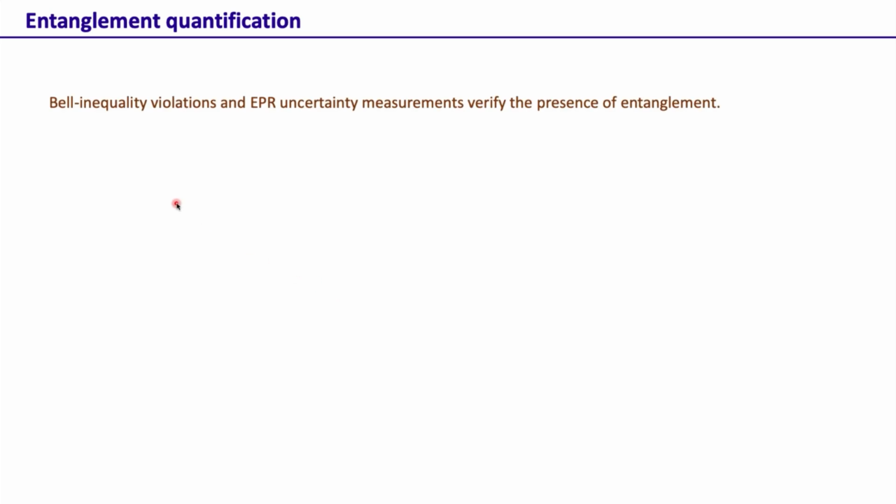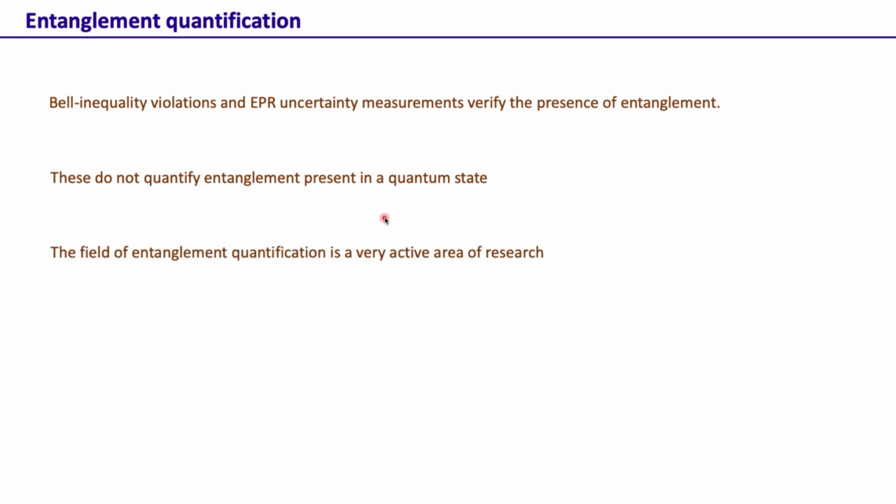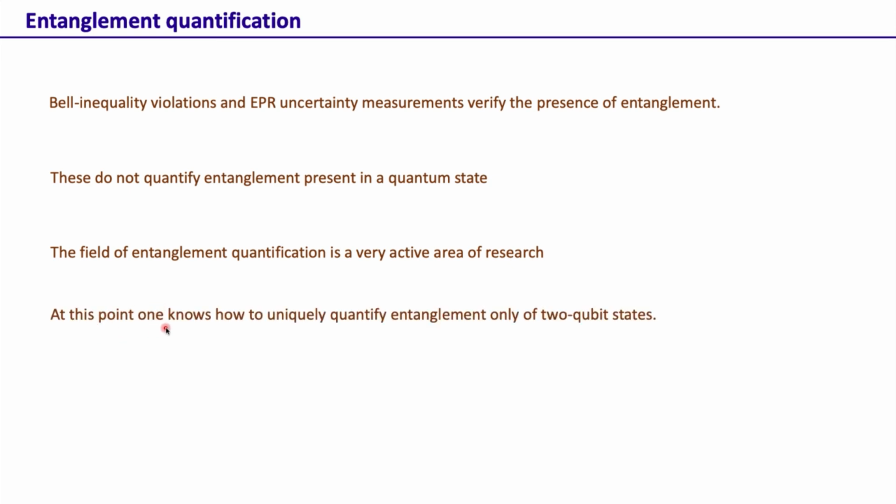Just a few facts first. Bell inequality violations and EPR uncertainty measurements verify the presence of entanglement. They do not quantify the entanglement present in a quantum state. The field of entanglement quantification is a very active area of research, but still at this point we know how to uniquely quantify entanglement only of the 2-qubit state. I mean, one knows how to quantify entanglement of a generic 2-qubit state. Of course, if it's a 2-qubit state and if it's a pure state, then one knows how to quantify entanglement. But for the generic 2-qubit state, we don't know.